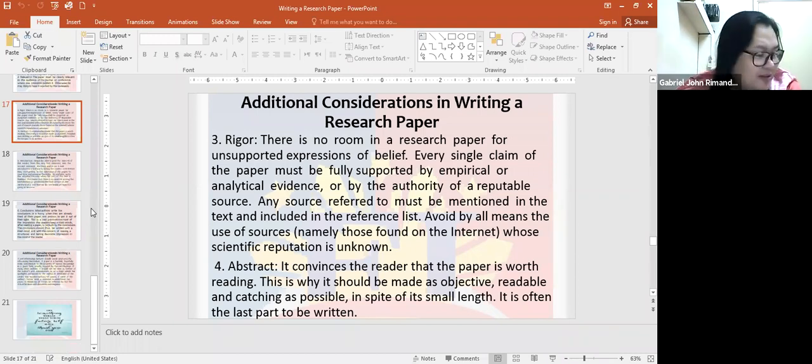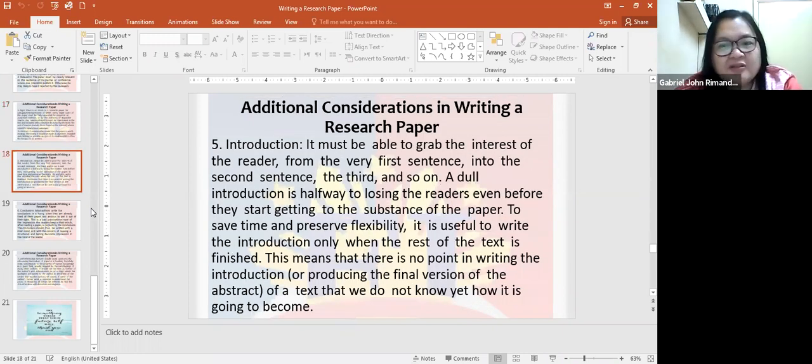Then number 4, abstract. Okay, so this is a summary of your work in 200 words at least. If you would like to increase the number of words, you can do so, but not more than 400 words. So maybe limited to 200 to 350 words like that. Okay? Next is introduction. Okay, we have discussed the introduction earlier.